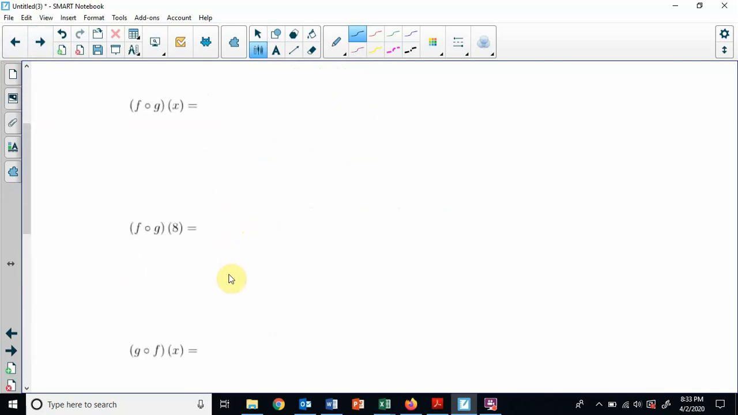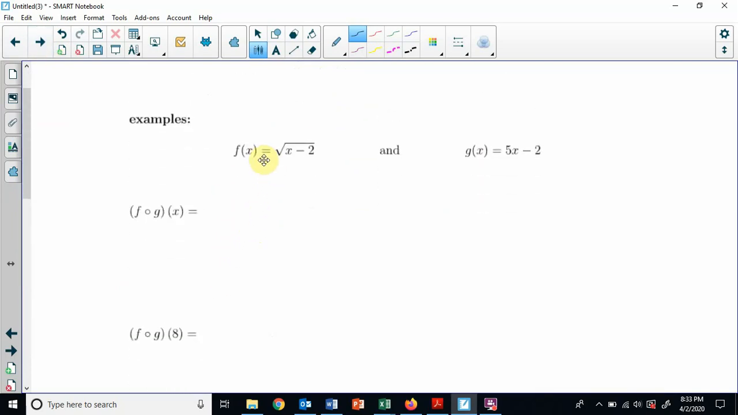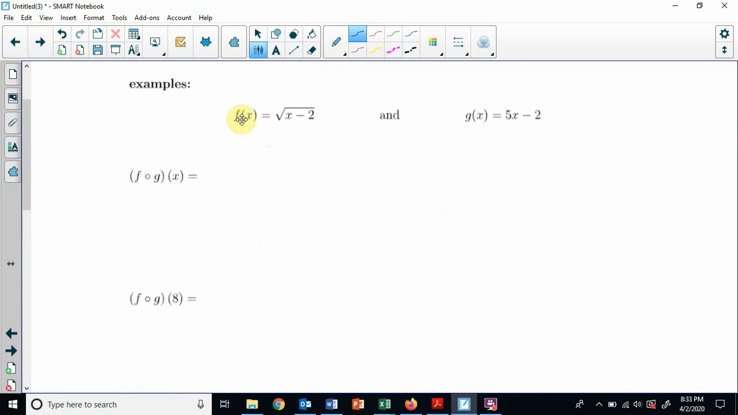We'll do the same thing. We'll compose this f of x and g of x. So let's go f of g. So remember, order is important. So I'm going to take the time to write it out this way so I can see what's the outside function and what's the inside function.